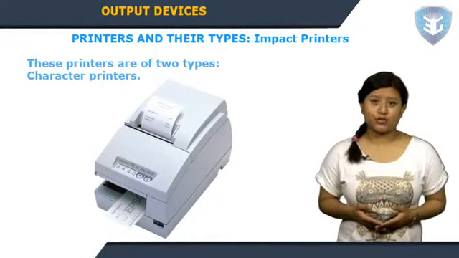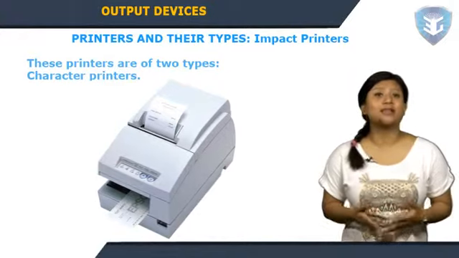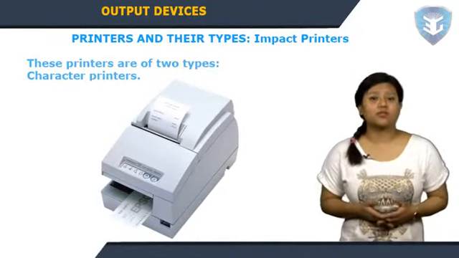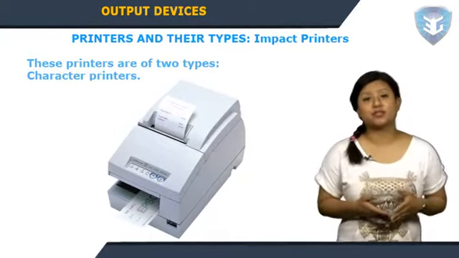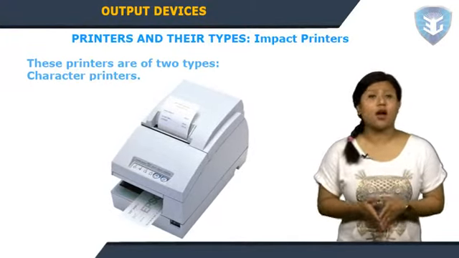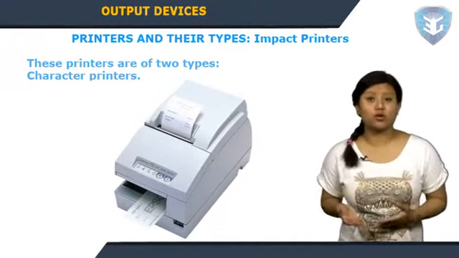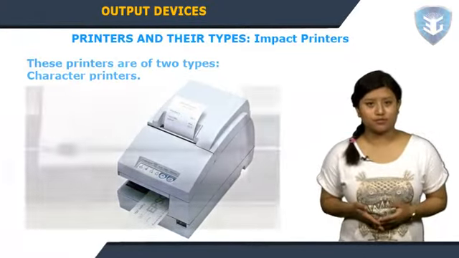Due to impact printing, dot matrix printers are noisy as compared to non-impact printers. Dot matrix printers are normally slow with printing speeds ranging from 30 to 600 characters per second. However, they are cheap in terms of both initial cost and the cost of operation.